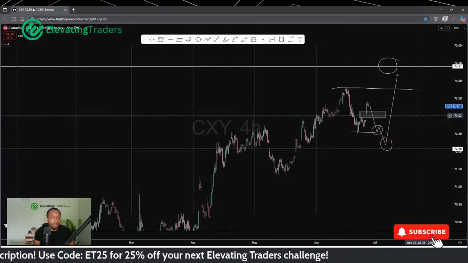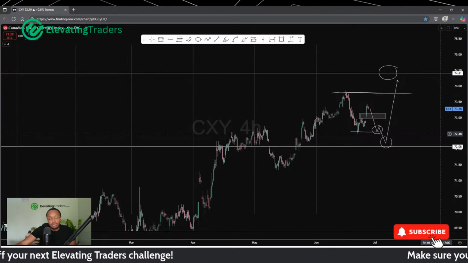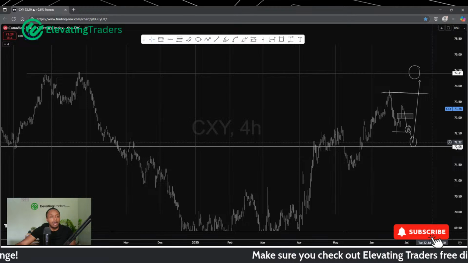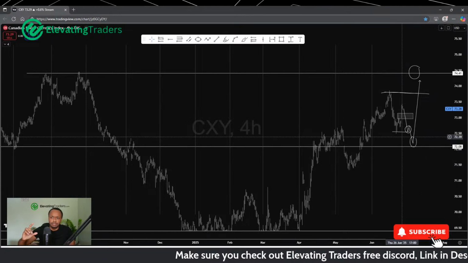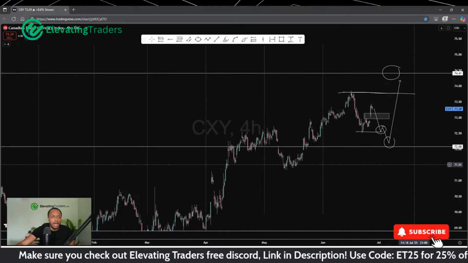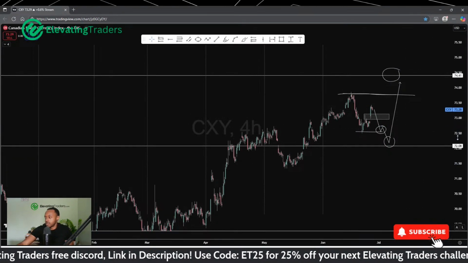Maybe CAD Yen might see some downside as well, but of course it'll depend on yen. Actually, no, upside, sorry. CAD Yen will see some upside. Of course, yen's weak at the moment, so that would make sense. But yeah, CAD index, things are looking pretty bullish there.